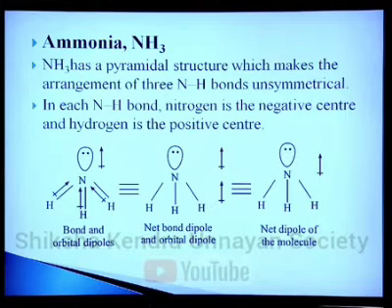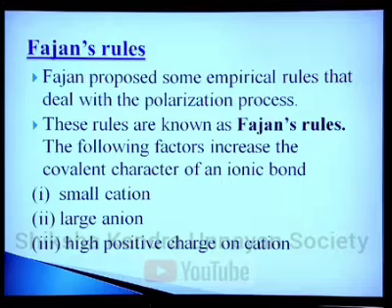Since it has one lone pair of electrons, the magnitude of dipole will be in the opposite direction. So we'll find here, since there are 3 hydrogens, the net ammonia molecule will show a dipole moment. Fajan proposed some empirical rules that deal with the polarization process. These rules are known as Fajan's rules.